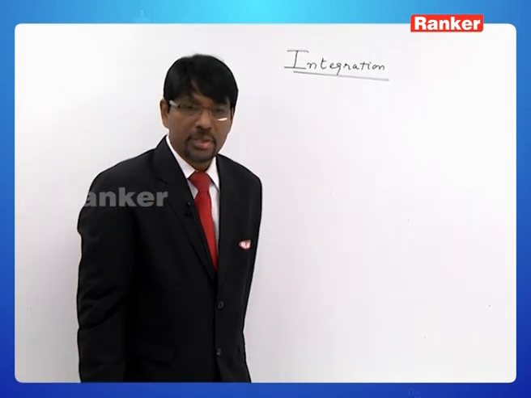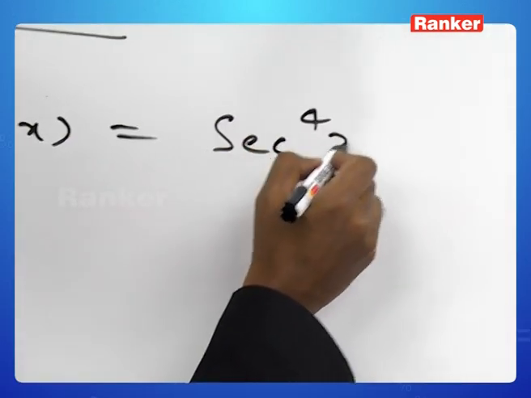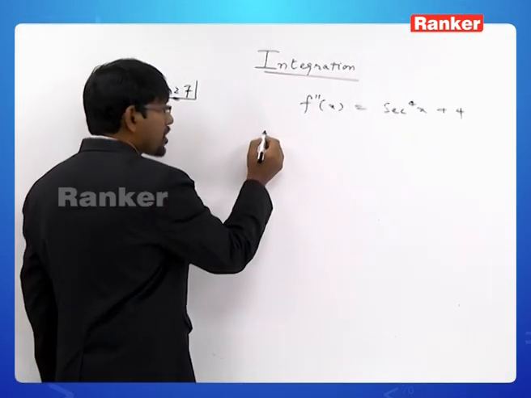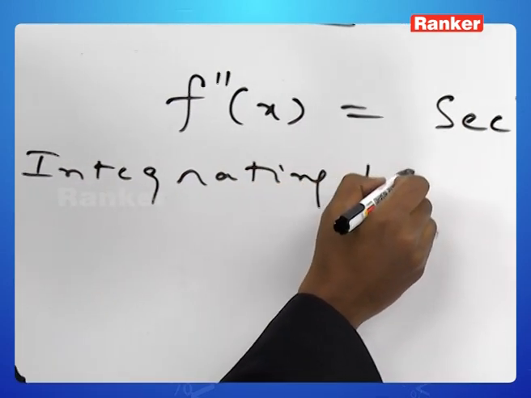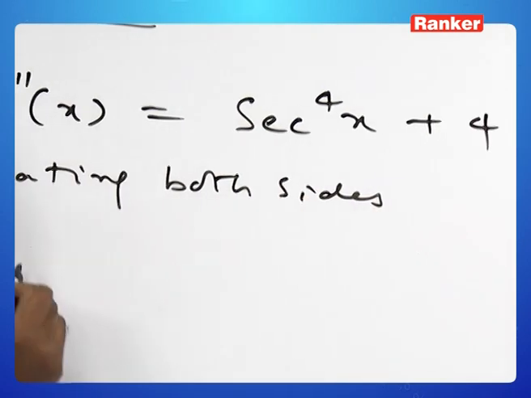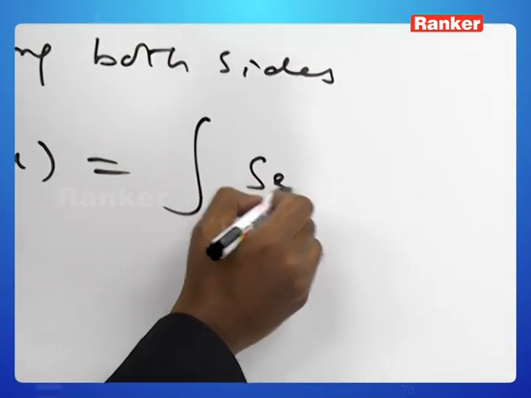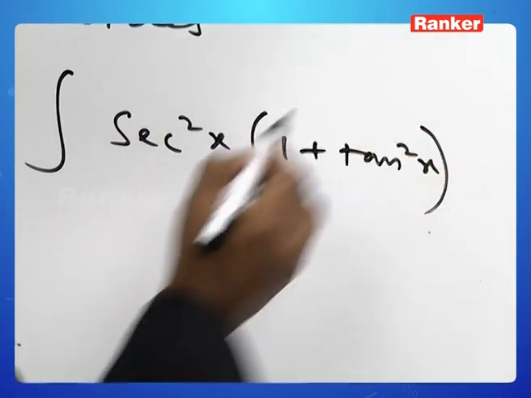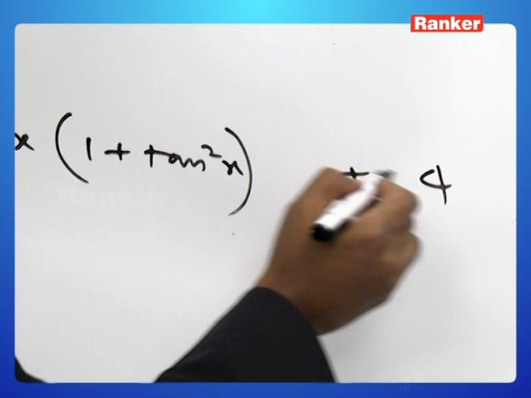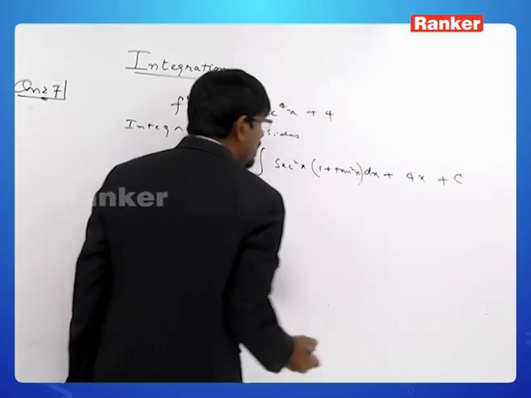Let's see how this can be done. We are given f double dash of x to be secant x power 4 plus 4. So, we will integrate both sides. What do we get on the left hand side? We get f dash of x. And what is the integral of secant power 4x? We will write it as secant square x into 1 plus tan square x. And the integral of 4 is of course 4x. We should allow a constant c, an integration constant c.